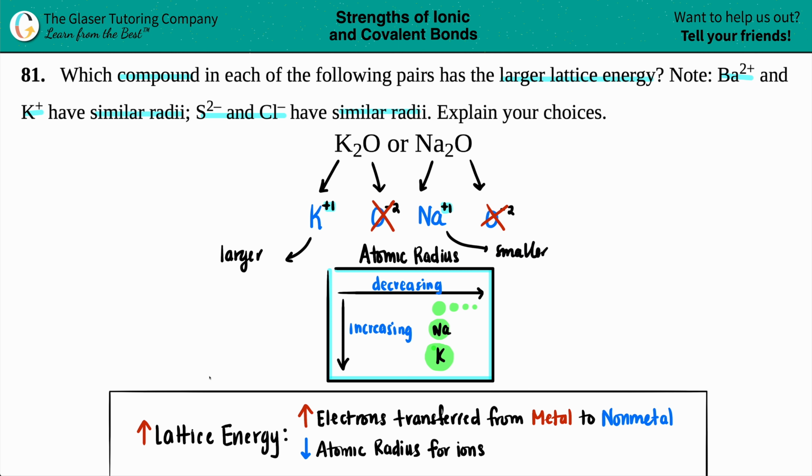Now, if we want to increase the lattice energy, we want smaller ions. We want a radius that's smaller. So in this case, sodium is the smaller one. And since it's smaller, that means the lattice energy is going to be increased. So in this case, Na2O would have a greater lattice energy than K2O because the ions are closer to each other, because of the atomic radius. And that's it.